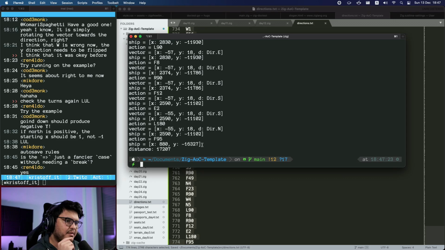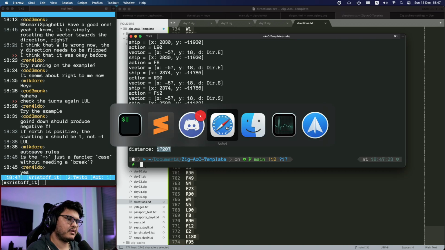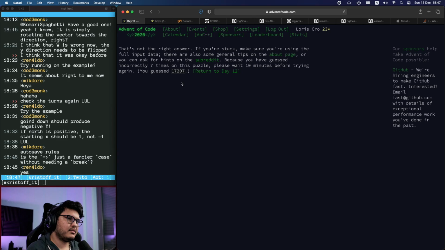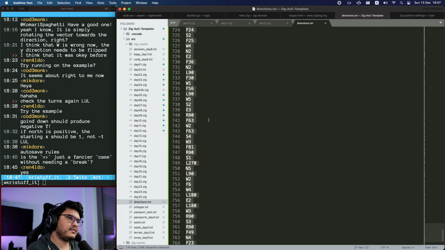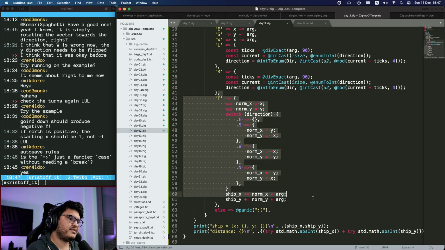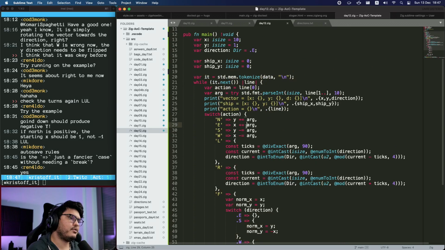The problem is every time I build, I get this number, which, according to the program, is not correct, right? According to the website. 17207 is wrong. Now, let's say that this logic here is correct. Then what could be the problem? What could the problem be then?